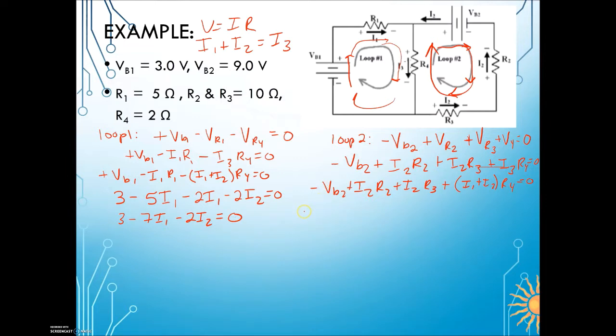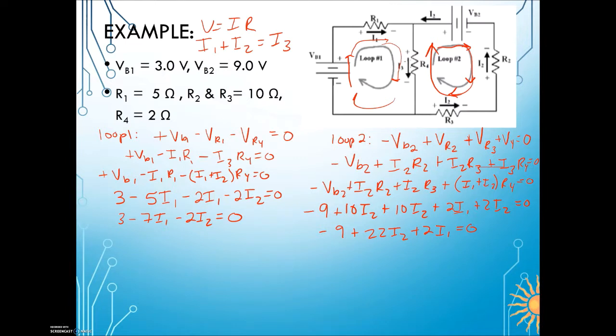We said that this was a 9-volt battery, so negative 9 volts, plus the value of R2, which is 10, I2, plus R3 we said was 10, I2, plus R4, which we said is 2, so that's plus 2I1 plus 2I2 equals 0. And I can simplify this: negative 9 plus 22I2 plus 2I1 equals 0.